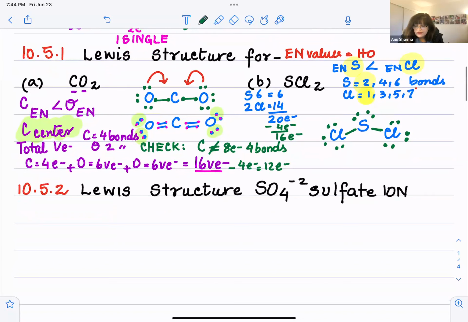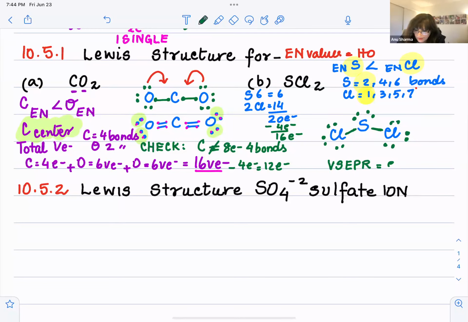Now, remember the VSEPR theory, valence shell electron pair repulsion. That means the lone pairs do not like the bonded atoms, so they push them at an angle. So there's going to be an angle in this molecule, where the lone pairs are always going to be on the top. Okay, so keep this here. Let me make a note of it. These will be on the top.